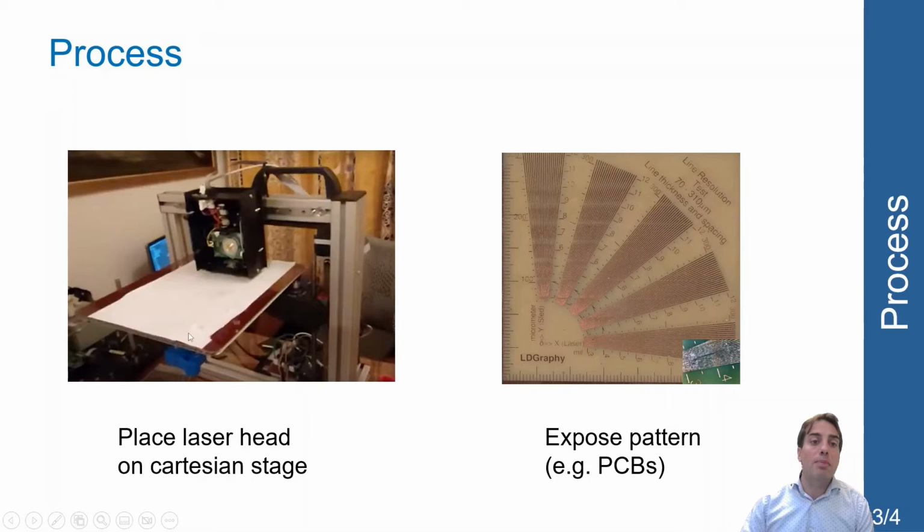The idea is that you place the laser head on top of a Cartesian stage, for instance, something from a 3D printer. And here you see an older version of the laser head. By moving it in a snake-like pattern, you can expose a substrate. And then with several chemical steps, you can create a printed circuit board.